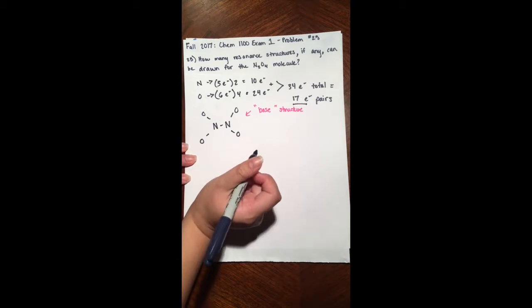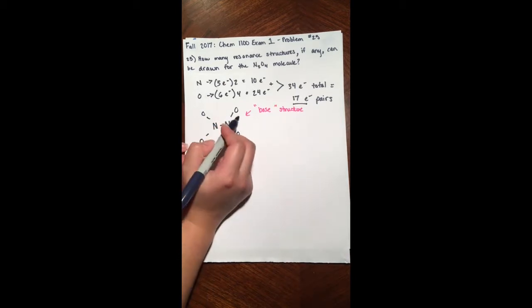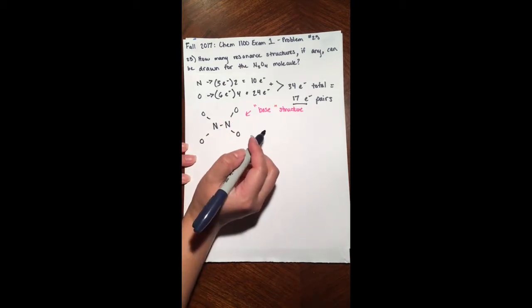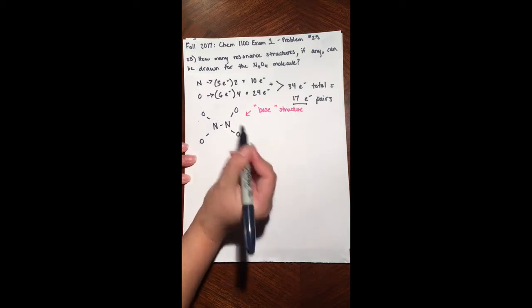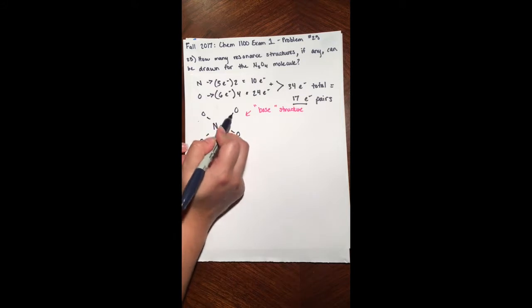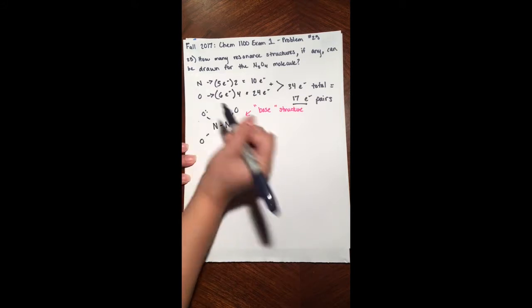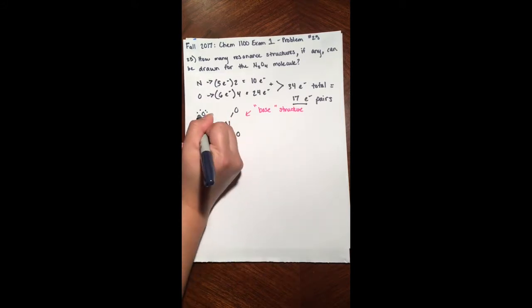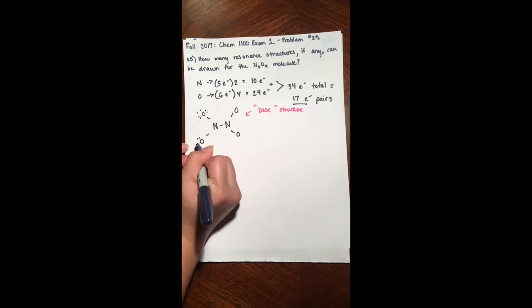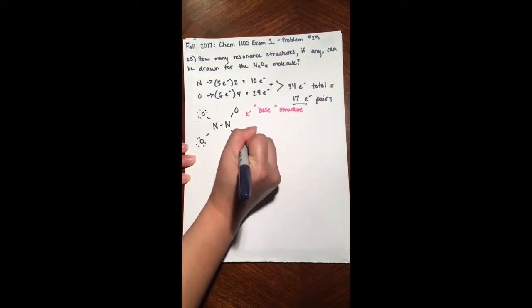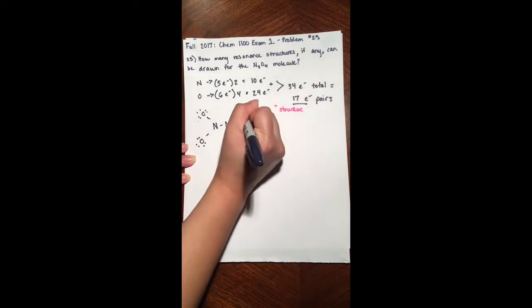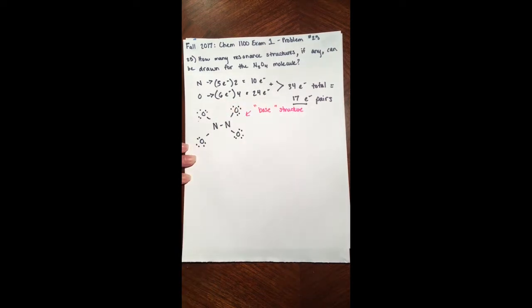So first I'm going to give electrons to the more outside atoms, which are also the more electronegative atoms, so that would be oxygen. So we have 1, 2, 3, 4, 5 pairs. This is going to be 6 pairs, 7 pairs, 8, 9, 10, 11, 12, 13, 14, 15, 16, and 17 pairs.